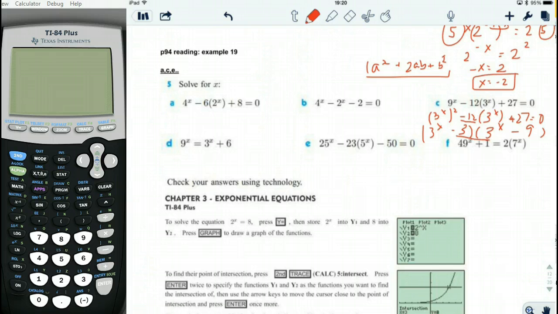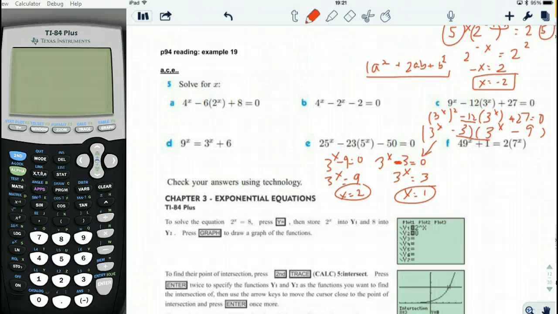So that worked out. Now let's figure out when that's equal to 0. Well, that's equal to 0 when 3 to the x minus 3 is equal to 0, or when 3 to the x minus 9 is equal to 0. So when either of these two binomials is equal to 0, then the whole thing is equal to 0. Just like whenever we've done other factoring problems, if we add 9 to both sides here, we get 3 to the x equals 9, so x equals 2. If we add 3 to both sides here, we get 3 to the x equals 3, and so x is equal to 1. So the two solutions are x equals 1 or x equals 2.